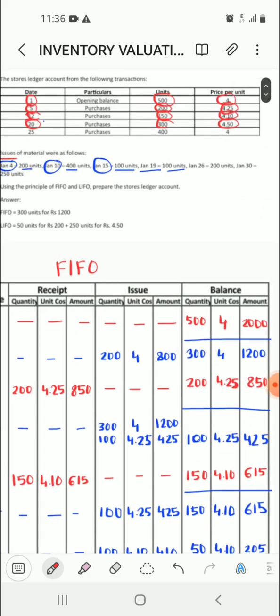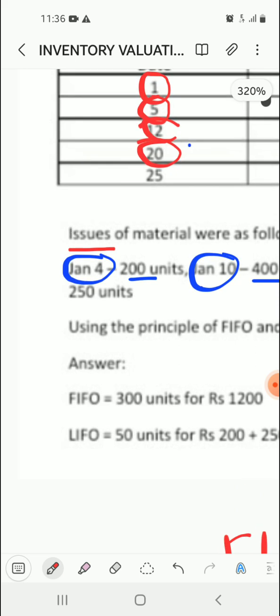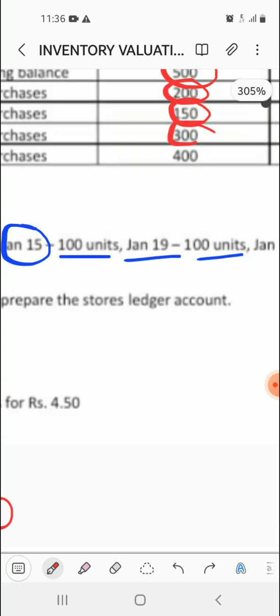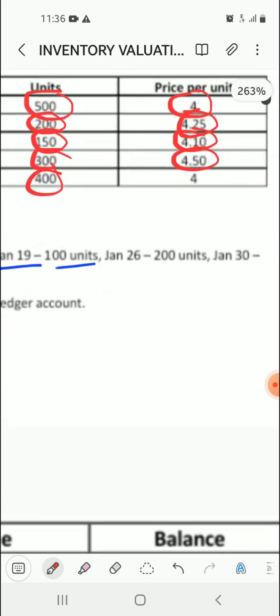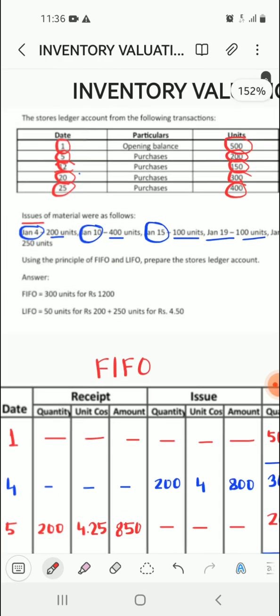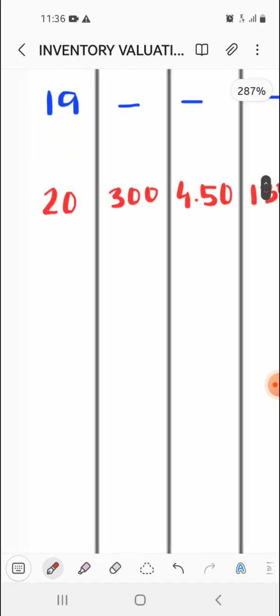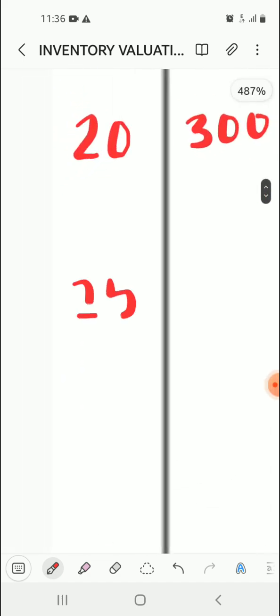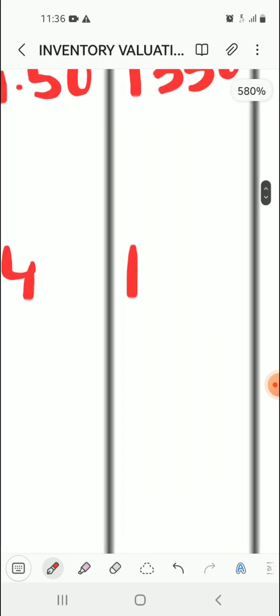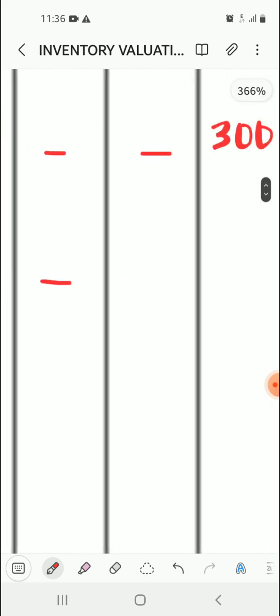You see, we've got next date 25. So 25th is the next date and the issue is on 26th Jan. So first we are going to enter this purchase of 400 for 4 rupees. So Jan 25, 400 units for 4 rupees, which comes to 1600. Nothing issued on that date, so nothing to write over here.